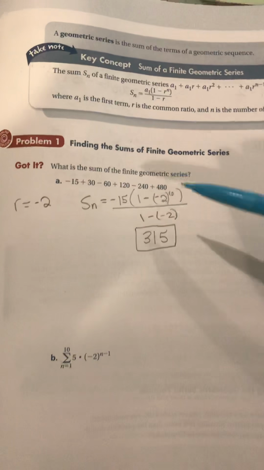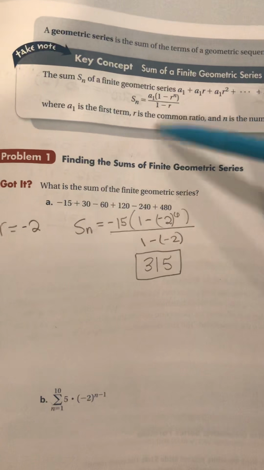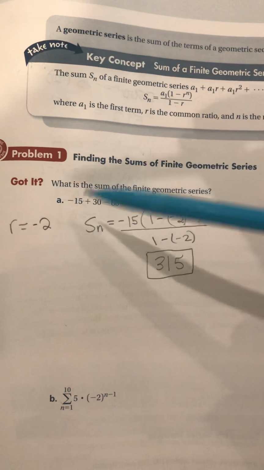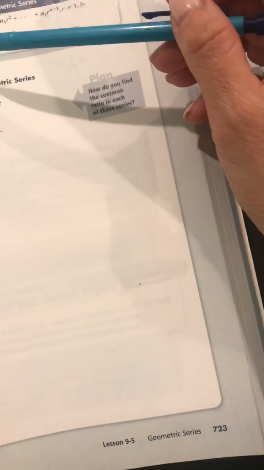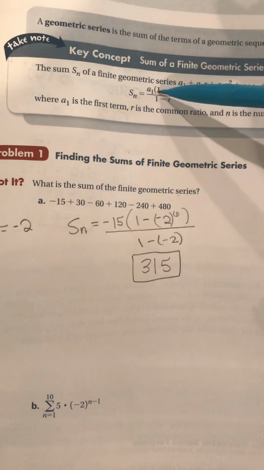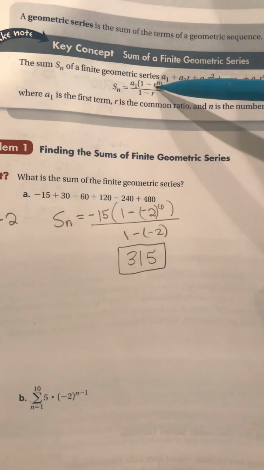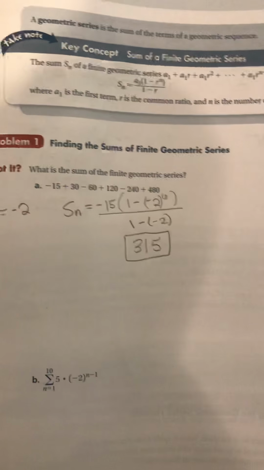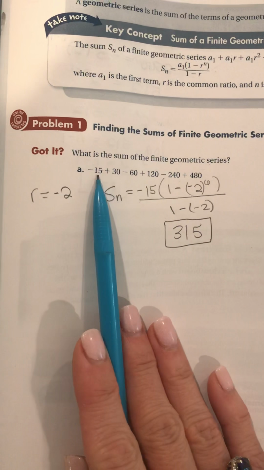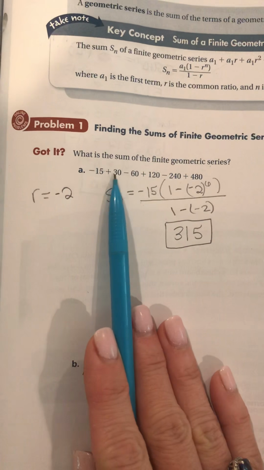I just kind of worked that out. Again, you're just going to plug in A1, which is your first term. That would be negative 15 here. We're on page 723. All right, so 1 minus... R is the common ratio between the terms. In other words, what's going on here in this sequence? What are they doing to get from one term to the next?